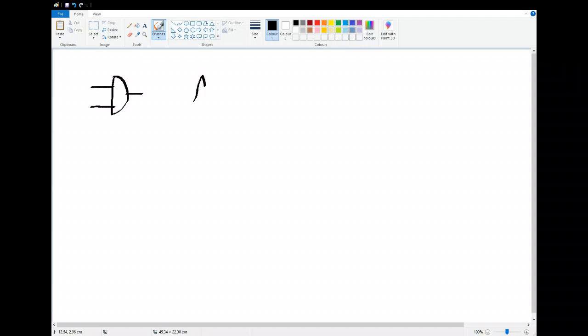We know we write that as A and B. But let's assume we only have NOR gates and we need to build that. Well, we figure it out by playing this game with the Boolean expression. We take our A and B. I'll just make a copy.